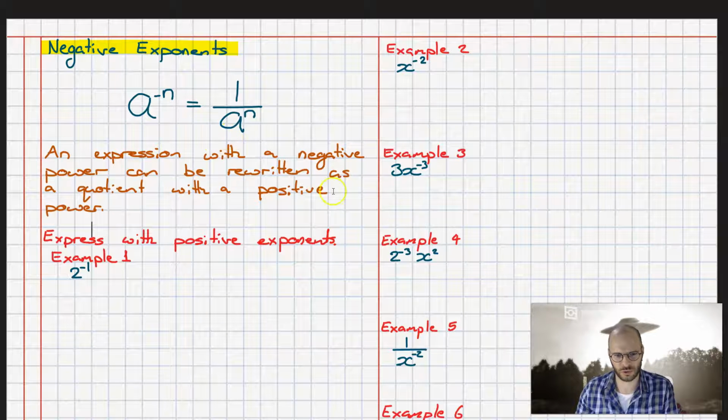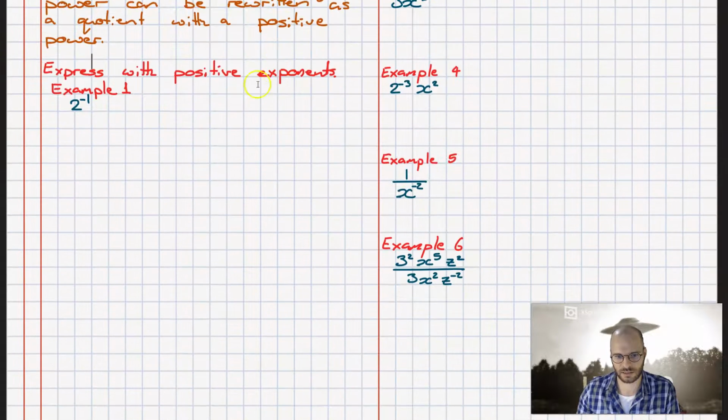So effectively all we're doing here is when we see a base raised to a negative power, we change it to a positive. So we go a to the negative n, we change it to a to the n, and then we just stick a 1 over. So this is a simple transformation we can employ. Now let's have a look at actually using it.